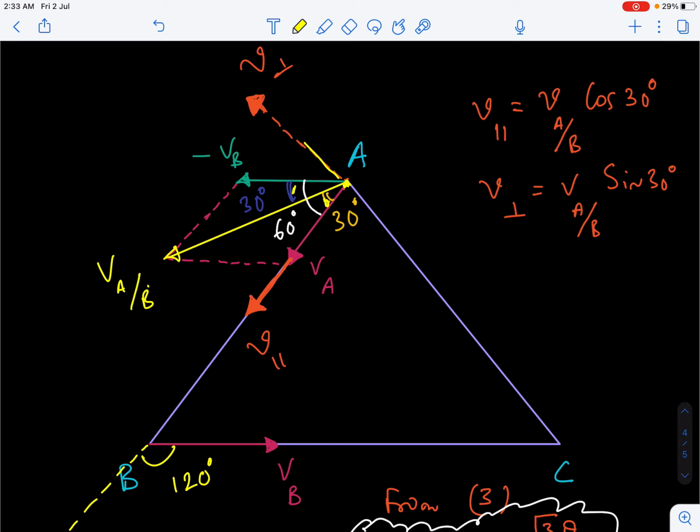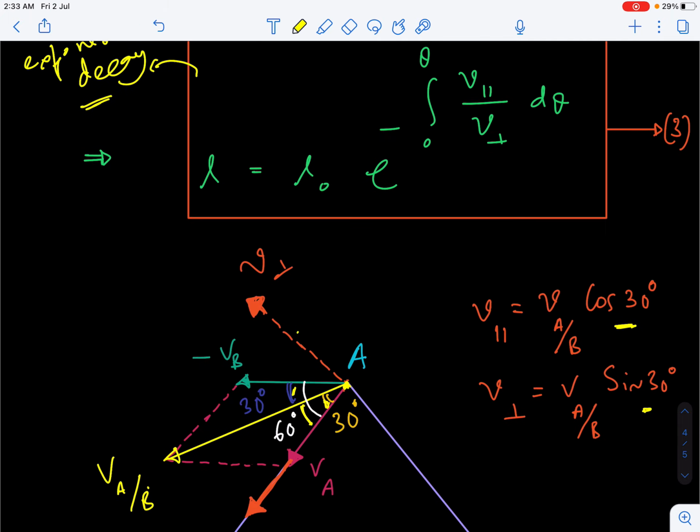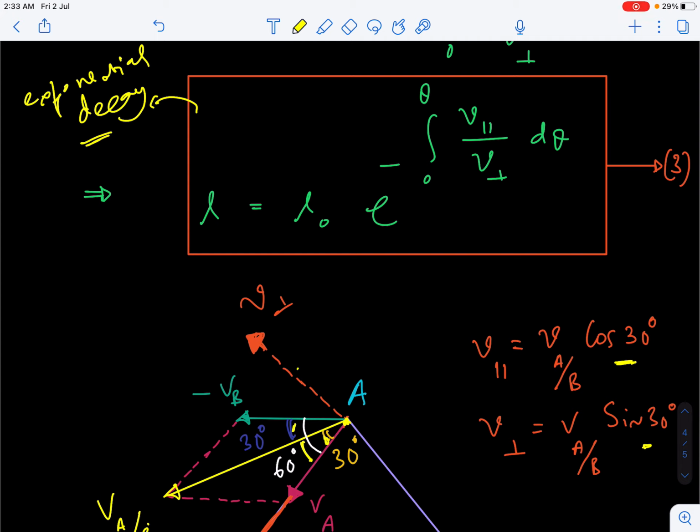Now I am dividing into components. This is V perpendicular and this is V parallel. All right, fine. So from there, V parallel is coming to be, see, this angle is 30 degrees. So V parallel is VA by B cos 30 degrees. V perpendicular is VA by B sin 30 degrees. Now I am directly incorporating into the result. So here you see VAB cancels out, right? Now this is obviously root 3 by 2. This is half. It cancels out.